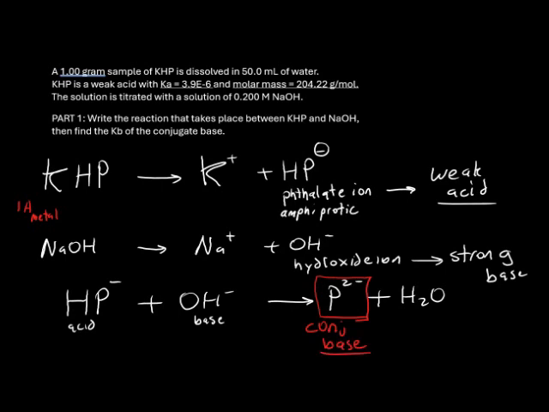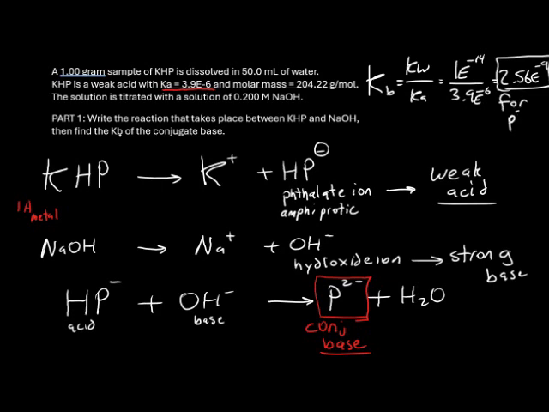We can also find the Kb of this conjugate base by taking Kw divided by Ka. We can take Kw to be 1 times 10 to the negative 14th. In this class, we'll treat that as a constant, and divide that by the Ka of the acid we started with. The Ka of the acid we started with is 3.9 times 10 to the negative 6th. Then we go to a calculator and divide. We end up with 2.56 times 10 to the negative 9th. This will be our Kb value for P2 negative.